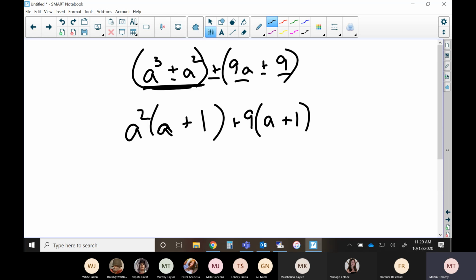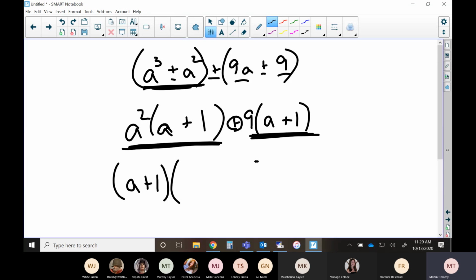Now, watch this. This is a bigger part. This right here and this right here. Do you see this plus sign between them? This is one term and this is another term. What do these two things have in common? So I pull out the a plus 1 that they both have in common, and then I multiply by what's left over. What's left over here? A squared and a plus 9. That is called factor by grouping.